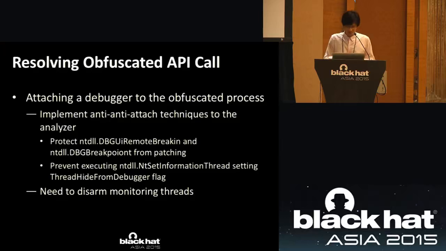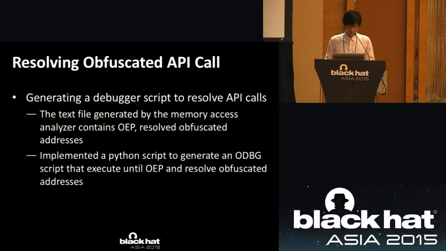So I managed to write some code. I need to protect ntdll DbgUiRemoteBreakin and DbgBreakPoint from patching and prevent some setting flag. And when I run one thread program, then more than 24 threads are monitoring whether someone is monitoring the program. So I need to disarm every monitoring thread. So it's very hard, but it's possible.